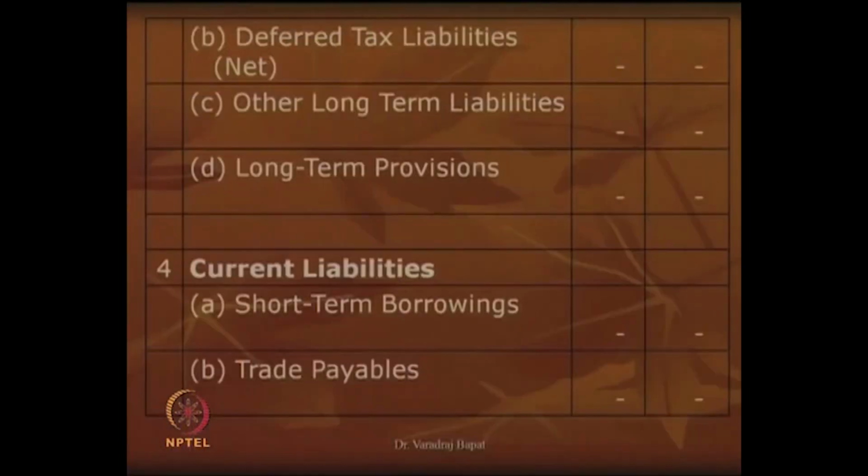3B you can see, deferred tax liability. Now, sometimes what happens is, I have to pay tax, but I do not have to pay it this year. I may be eligible for some tax benefit, so I can pay tax after, say, 4 years. Then that is known as deferred tax benefit or deferred tax liability.